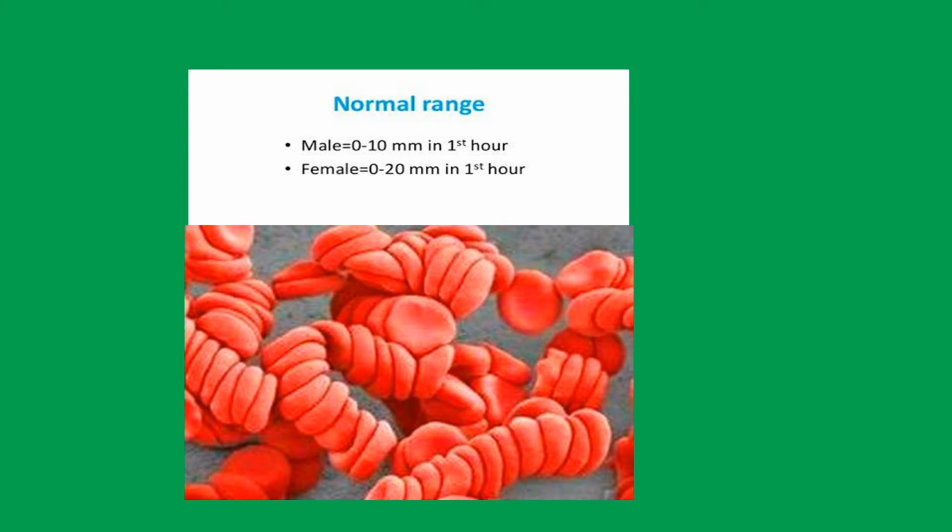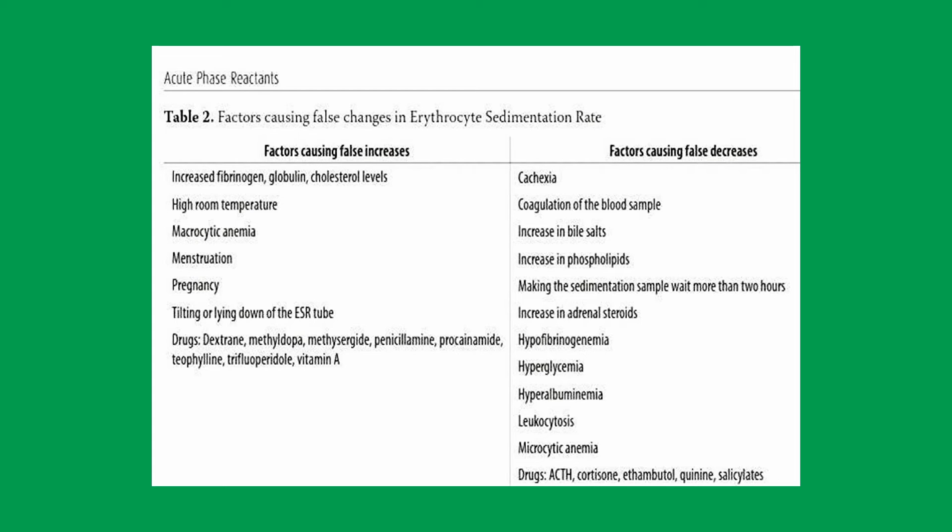The normal range of your ESR in males is between 0 to 10 mm in the first hour, and in females it's about 0 to 20 mm in the first hour because of the higher level of plasma protein among the females. Although ESR is cost-effective because it is available and easily done in many laboratories, it is also very nonspecific, and various factors can cause false changes in the results.